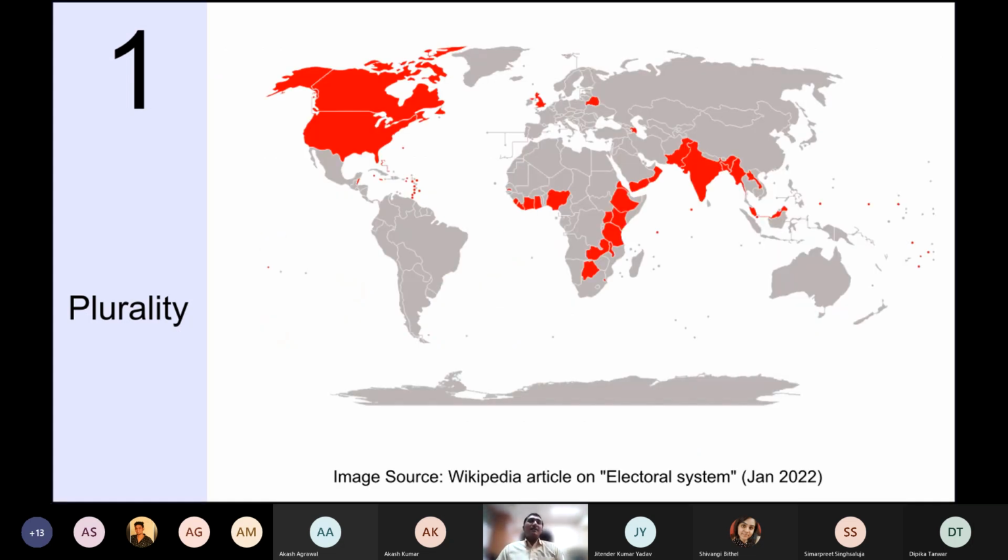But despite that, plurality is very widely used, most prominently in legislative elections in Canada, in many African countries, and of course in India. Maybe one of the reasons for that is it's such a simple rule to explain. You can explain this to anyone and they'll understand.